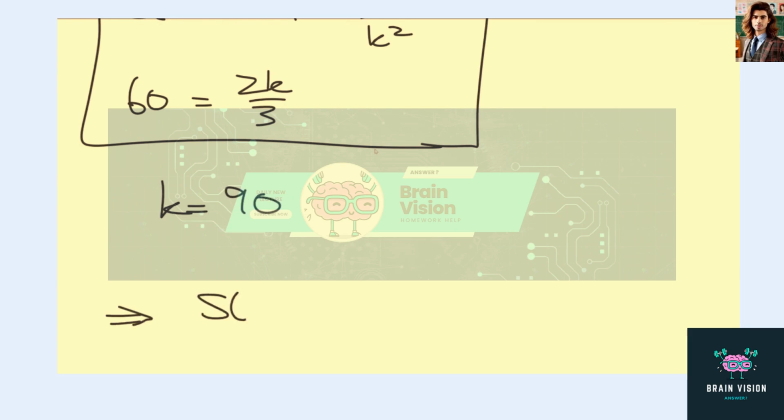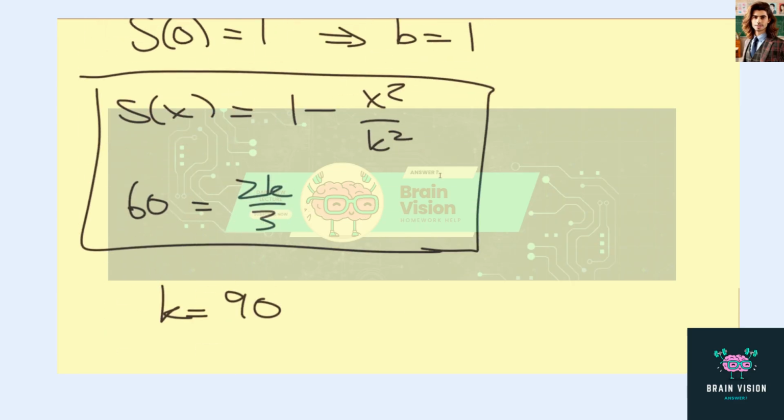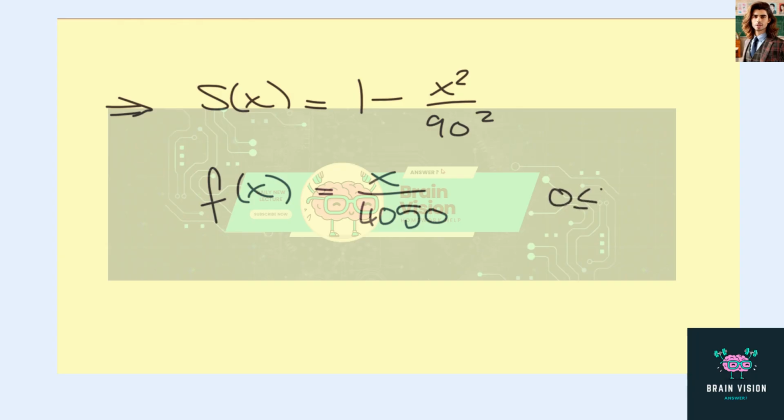And finally, we can write that the survival distribution is defined by 1 minus x squared over k squared, so x squared over 90 squared. And f of x is minus dS by dx. So this is x over 90 squared divided by 2, which is 4050, and we have 0 less than or equal to x less than or equal to k.